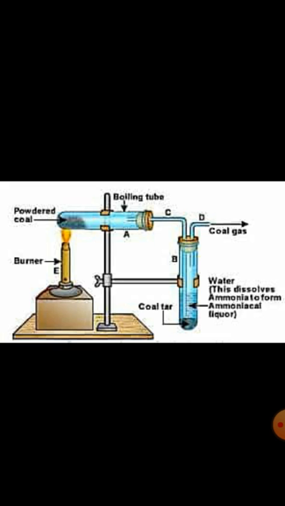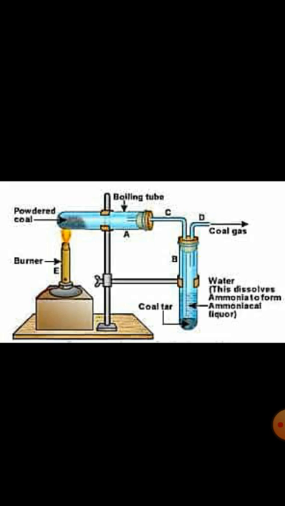To understand this process, we have a simple activity in which two test tubes, boiling tubes A and B, and two delivery tubes C and D are taken. We also need a stand, a burner, and powdered coal. The apparatus has to be set up as shown in the diagram. Take powdered coal in the boiling tube A and heat with the help of the burner.